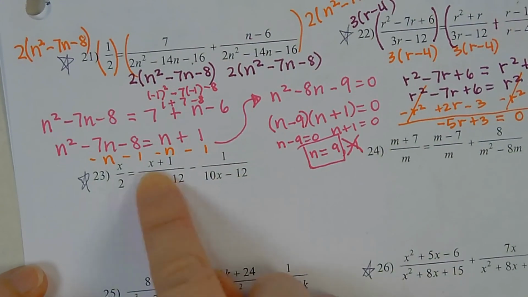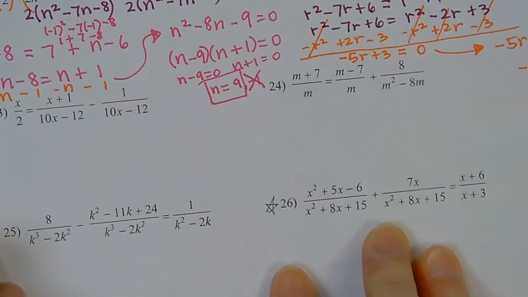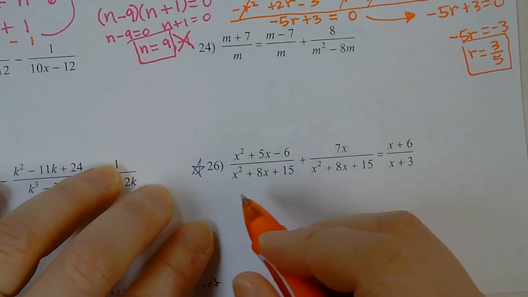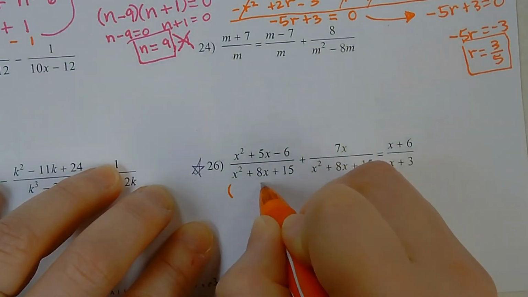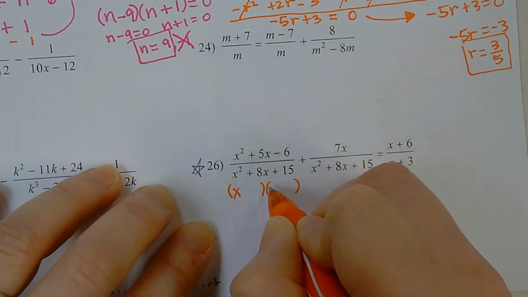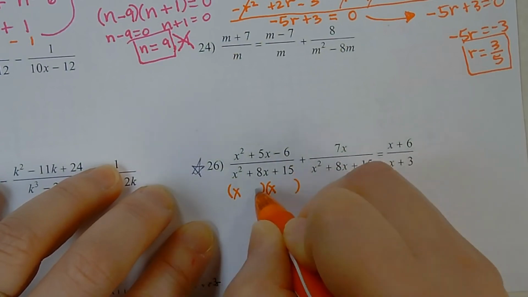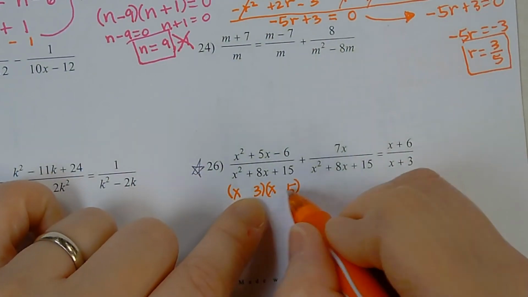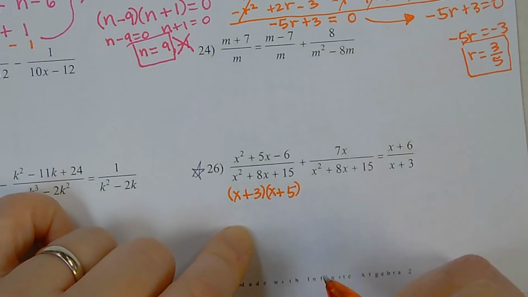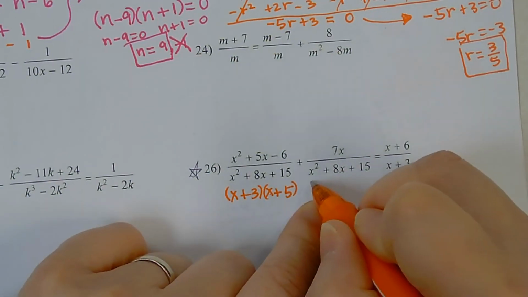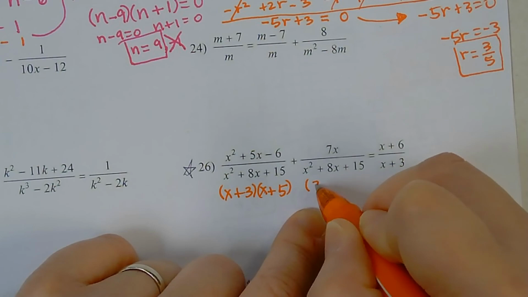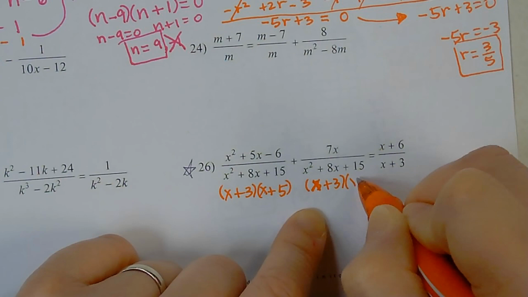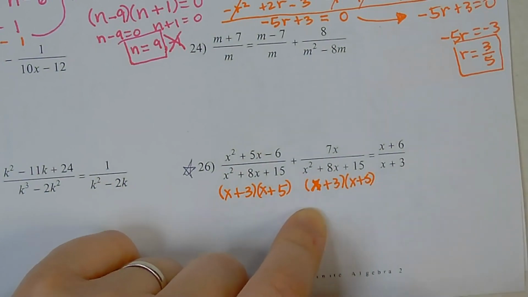I'm not going to do that. I don't have much room. I'm going to just go to number 26. Okay. All right. So I'm going to factor this denominator right here. x and x. And this is going to be 3 and 15. Oh, 3 and 5. I'm just kidding. 3 and 5. I know added up together will give me 8. This is the exact same denominator, so it's just x plus 3 times x plus 5. And this is just x plus 3.